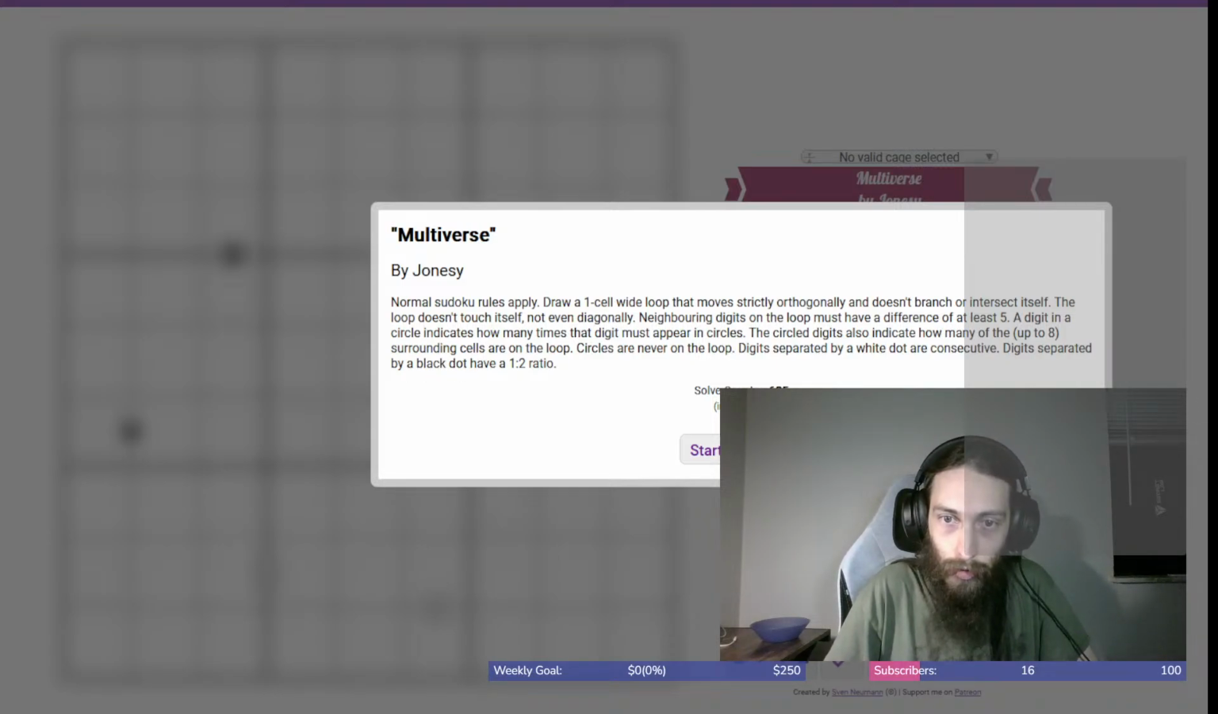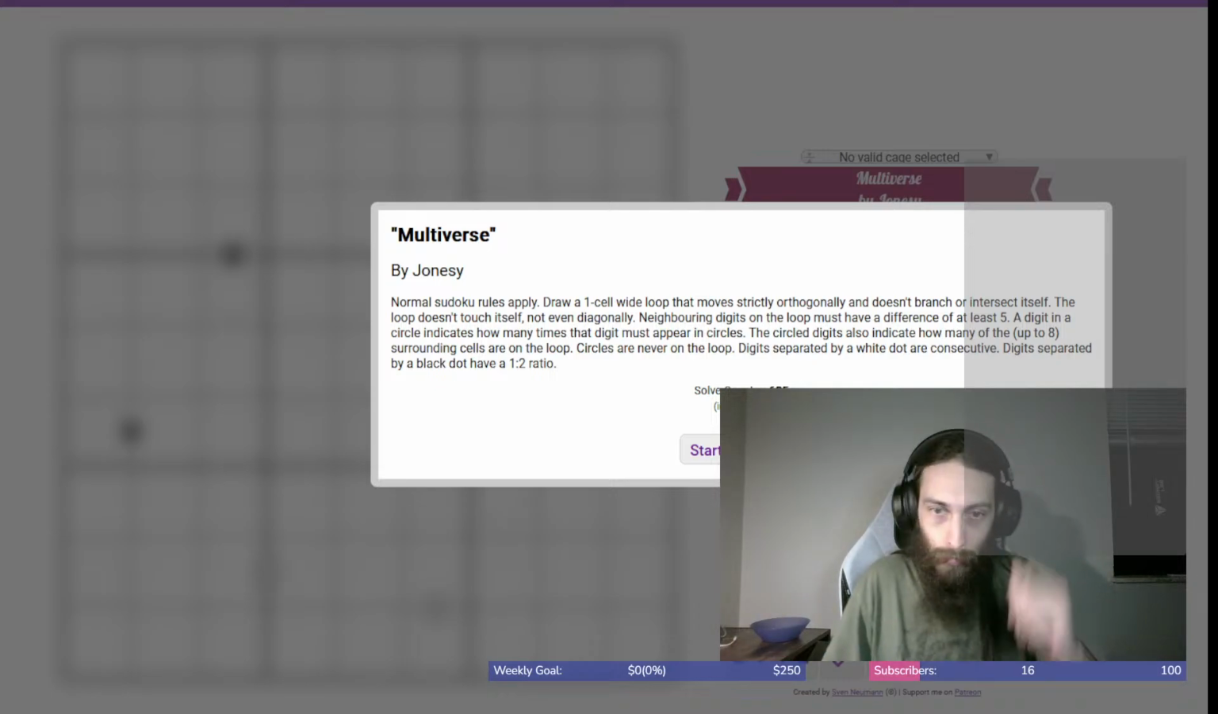Neighboring digits on the loop must have a difference of at least 5. A digit in a circle indicates how many times that digit must appear in circles. The circled digits also indicate how many of the up to 8 surrounding cells are on the loop. Circles are never on the loop. Digits separated by a white dot are consecutive. Digits separated by a black dot have a 1 to 2 ratio.